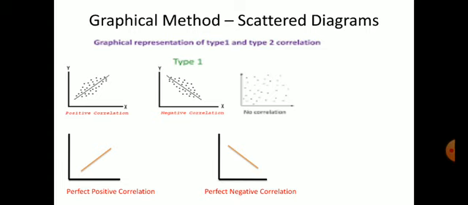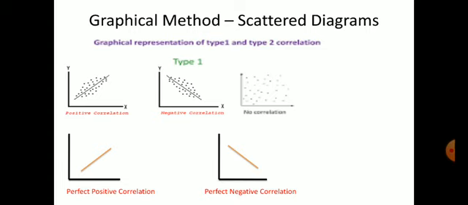If you go with the fourth one, you can see a straight line and no dots. If you have a straight line starting from the lower left to upper right, it will be denoting the perfect positive correlation. And if you get a straight line from the upper left to the lower right, it will be a perfect negative correlation. This is about the graphical method. We'll go with the next method.